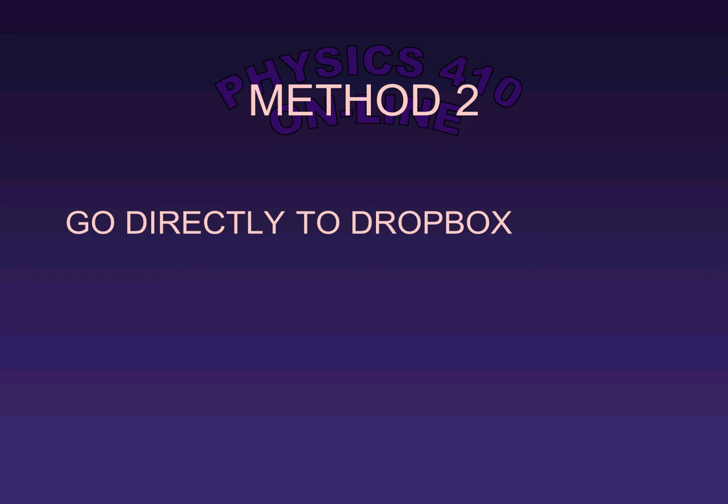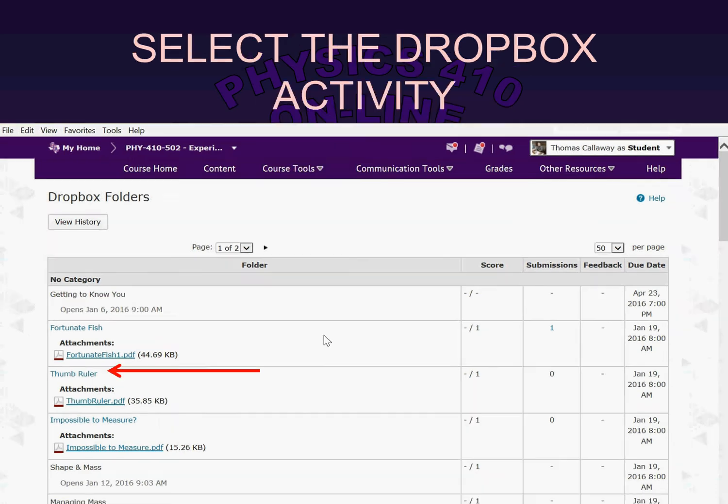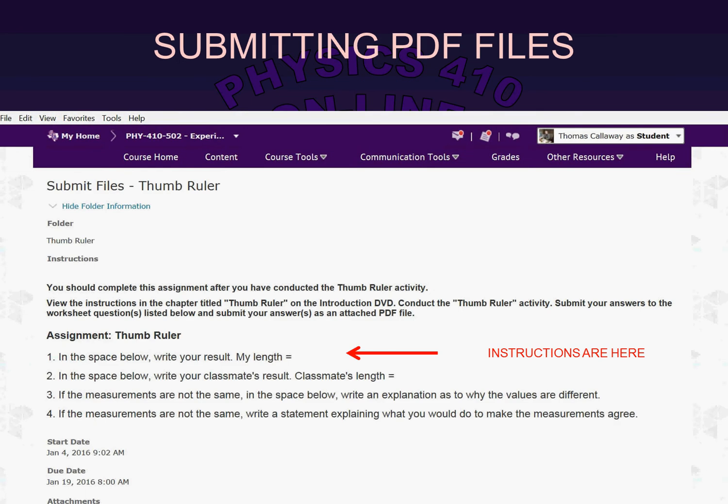Now, if you go directly to Dropbox, so you're in your course tools, Dropbox, and you select, in this particular case, I've chosen to select thumb ruler just so you can see a different one. So I click on the thumb ruler, and the first thing you'll see are the instructions on what you should do. And here it is in this one. It says, view the instructions in the chapter titled Thumb Ruler on the introduction DVD.